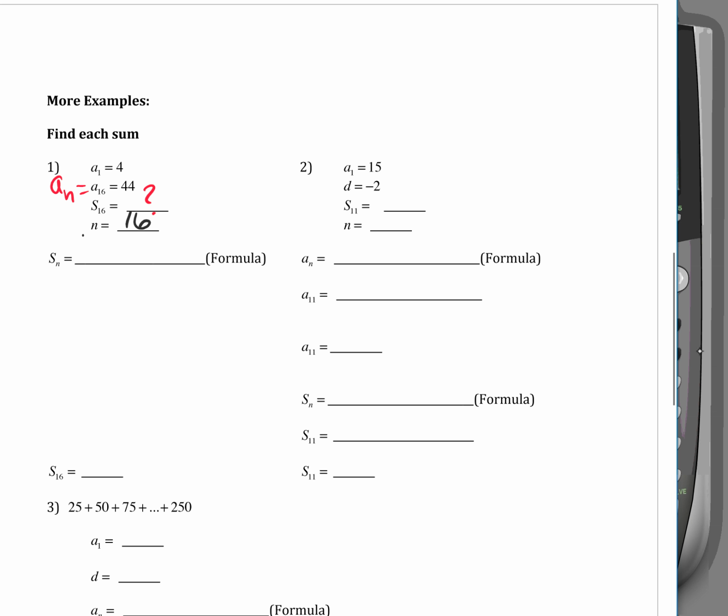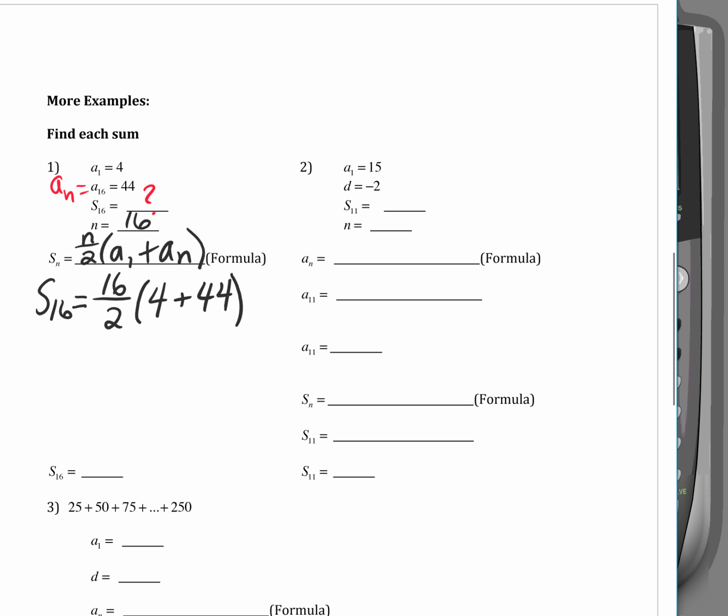Something we're always going to have you do initially with all this stuff is write the formula out first before plugging in the information we know. So we're doing S16 equals. We know that N is 16. We know that A1 is 4. And AN is A16. They're the same thing. So we're going to do plus 44.